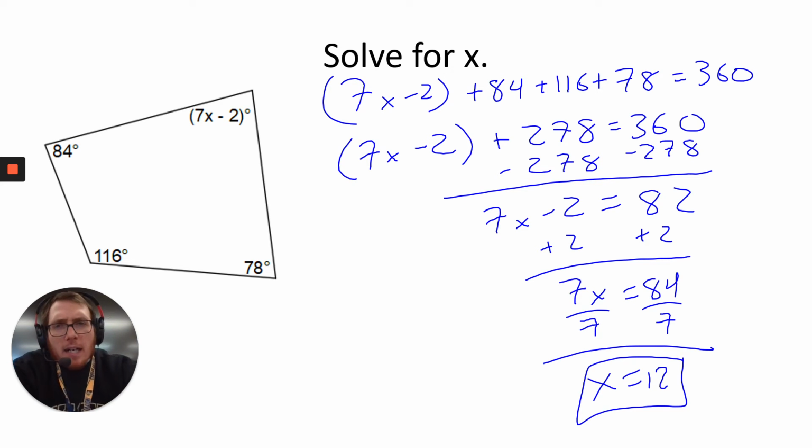For this question, what I decided to do was to add up the three that I know. I left the 7x minus 2 in parentheses and just said, I'm going to deal with that later. I know some of you have solved some questions like this, so I thought I would try it out this way for you to see.